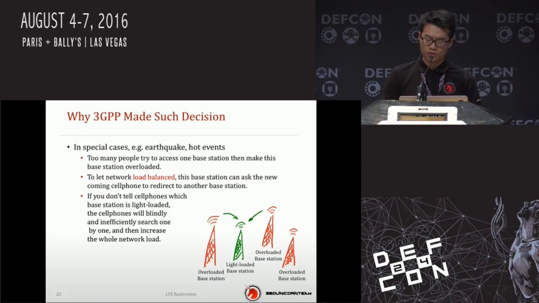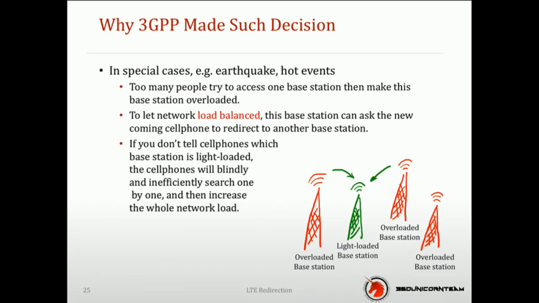If you don't tell the cell phone which base station is lightly loaded, the cell phone will blindly and ineffectively search one by one. This costs a lot of power, so finally it increases the whole network load. So 3GPP thinks the new base station should take responsibility for all the cell phones. So they decided not to encrypt the RRC redirection procedure.